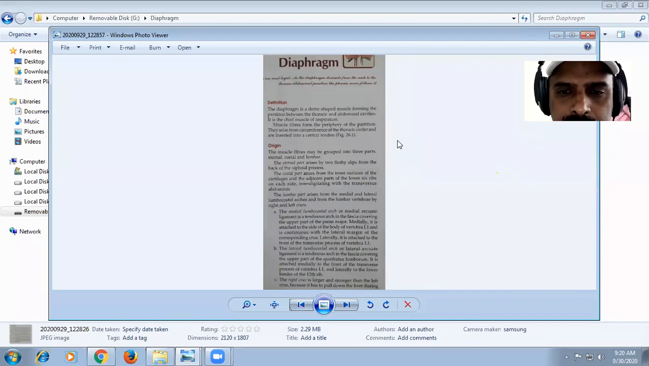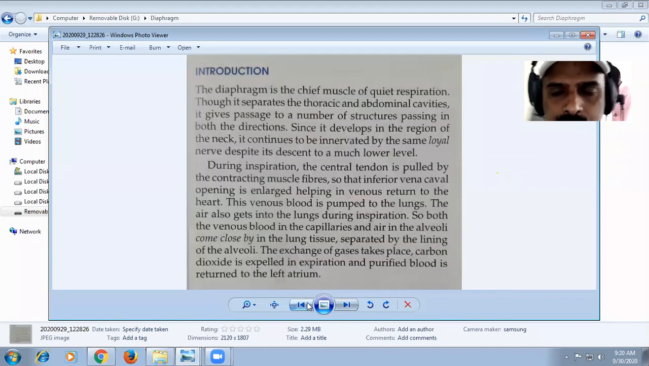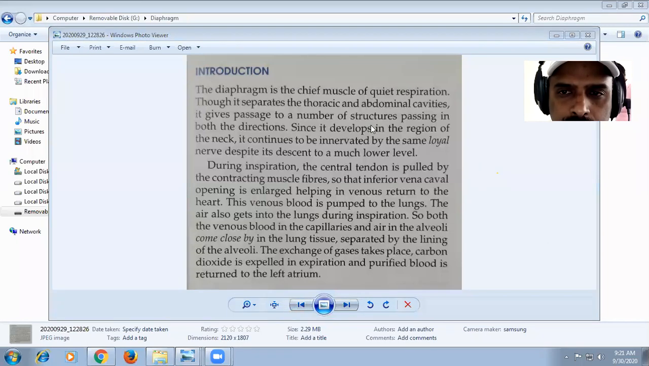My dear students, the first thing to remember is the introduction: the diaphragm is the chief muscle of quiet respiration, and it separates the thorax and abdominal cavities. It gives many passages for a number of structures passing in both directions, meaning towards the thorax or going to the abdomen. The structures pass from the thorax to the abdomen and from the abdomen to the thorax. This is one of the important things you have to remember in the diaphragm.